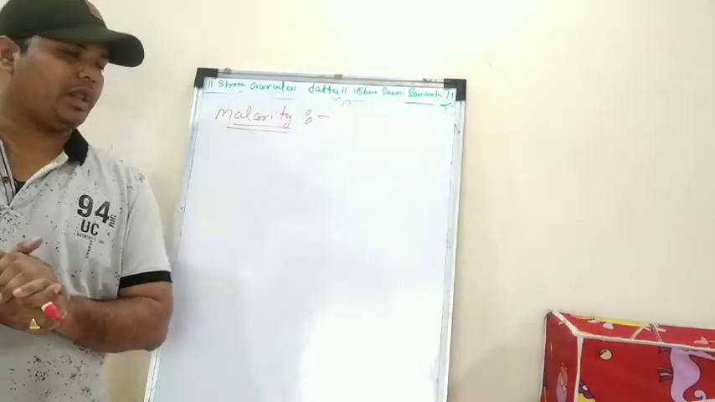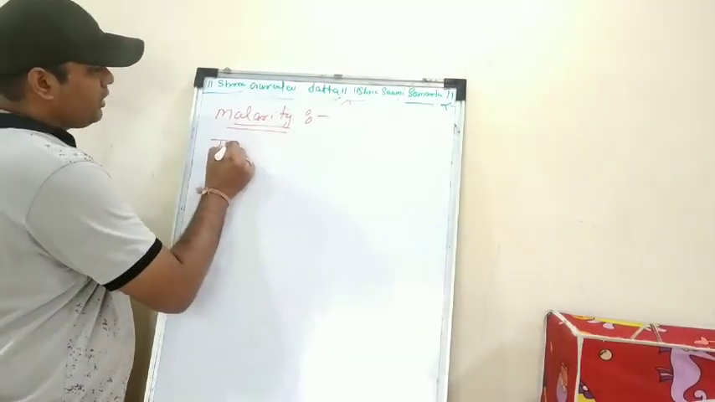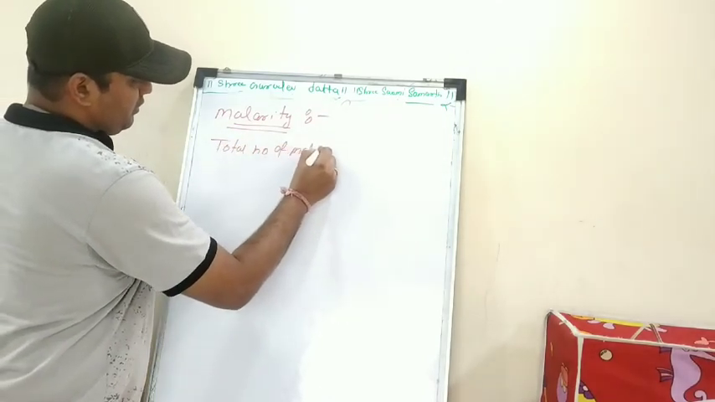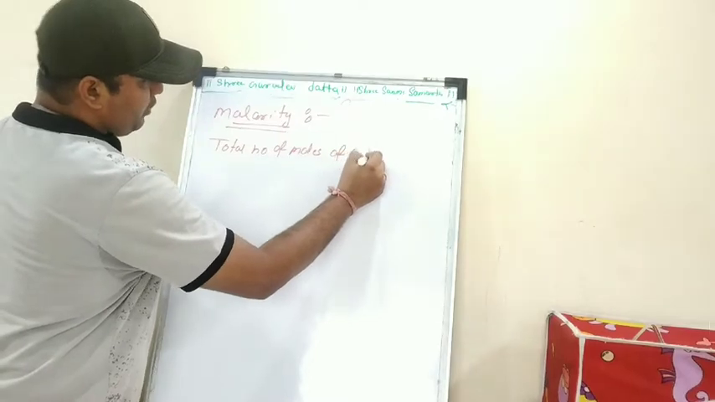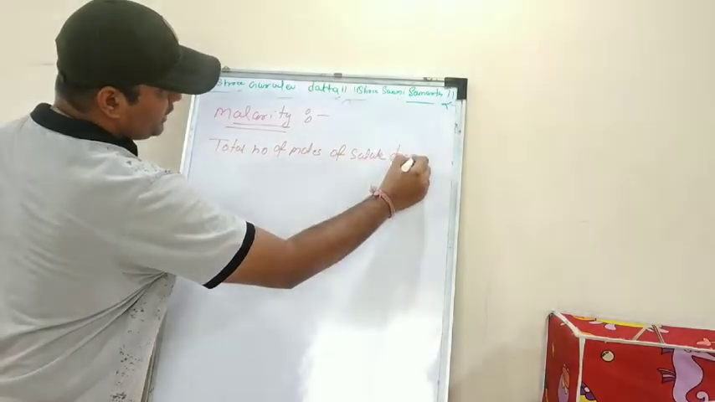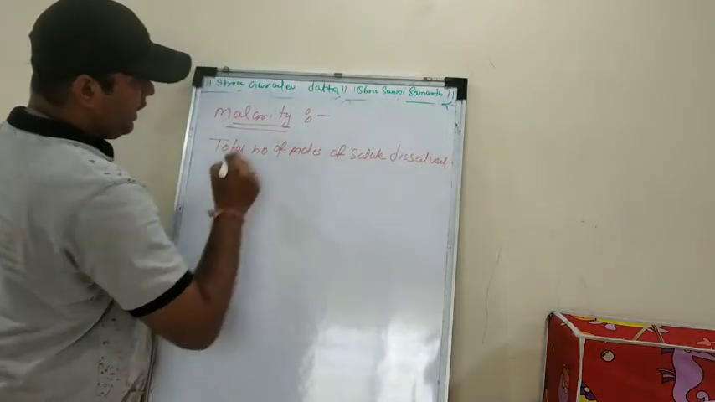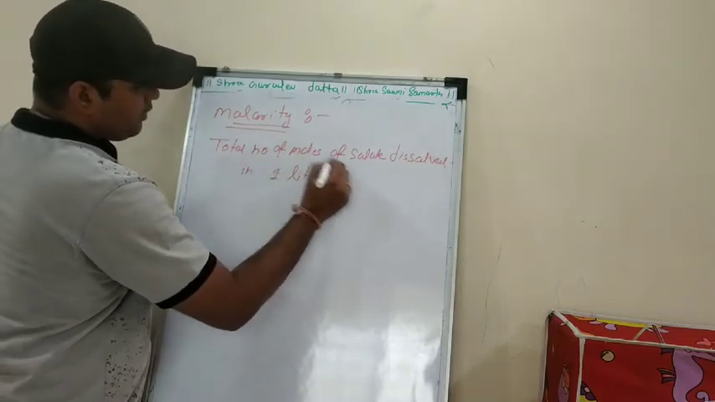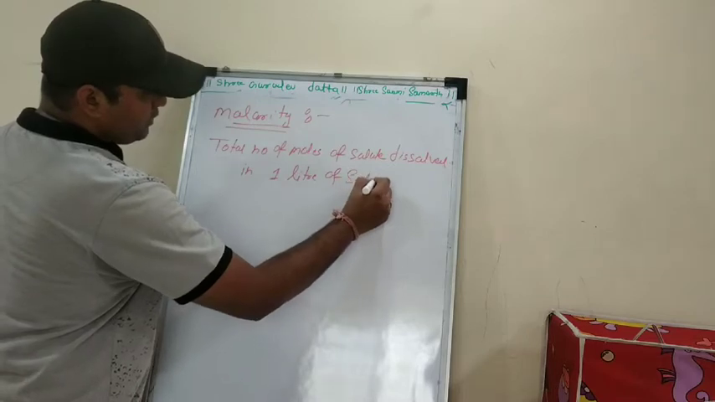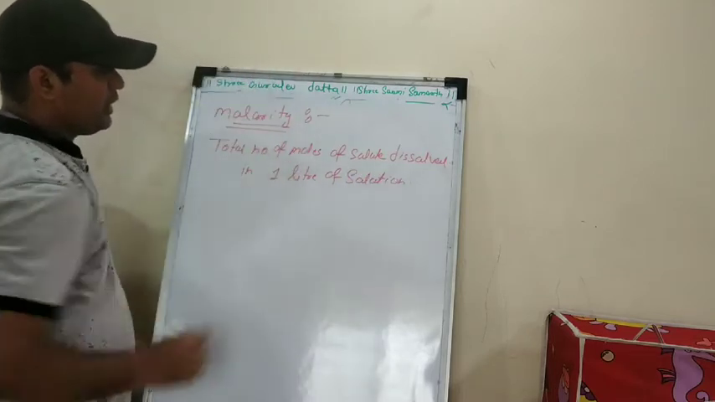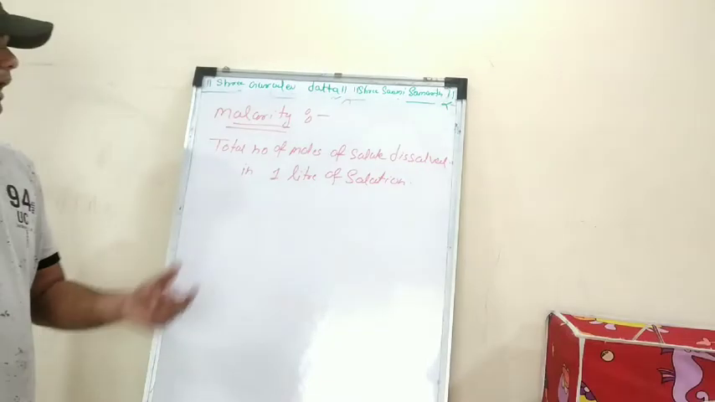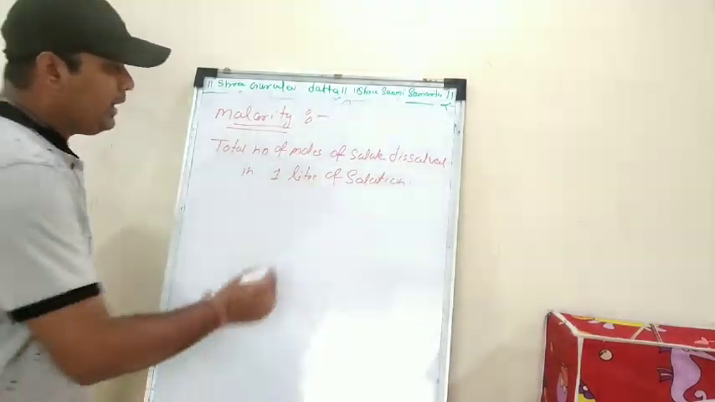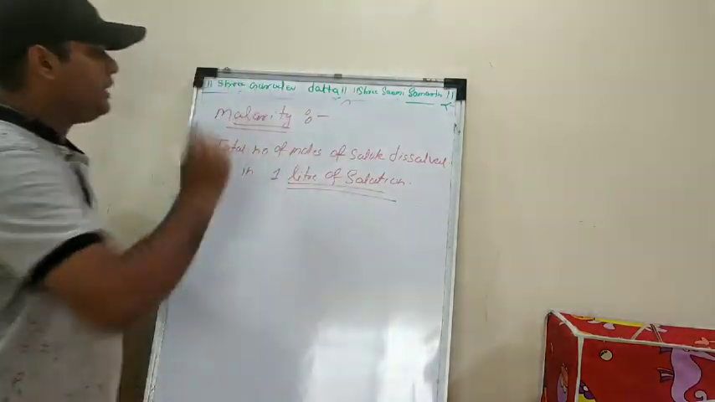So what is molarity? Molarity is nothing but the total number of moles of solute dissolved in 1 liter of solution, right? This is what is called the molarity, the total number of moles of solute dissolved in 1 liter of solution, that is said to be the molarity.